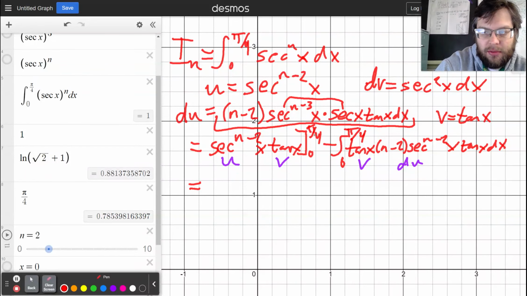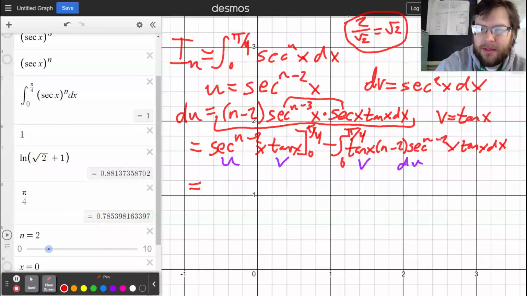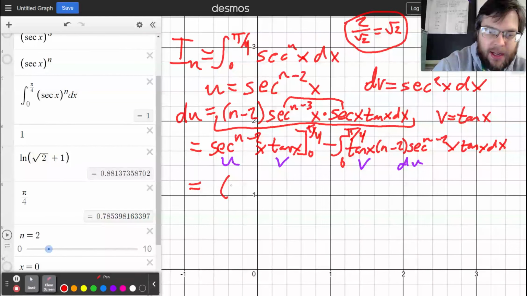If I plug in pi over 4, I told you earlier that secant is the reciprocal of cosine. So instead of square root of 2 over 2, it's 2 divided by the square root of 2. 2 divided by the square root of 2 is the same as just the square root of 2. You can see that that's true if you multiply both sides by square root of 2. So when I plug in pi over 4, I have square root of 2 raised to the n minus 2 power. Tangent of pi over 4 is 1. And tangent of 0 is 0. So that's all that happens for the first piece.